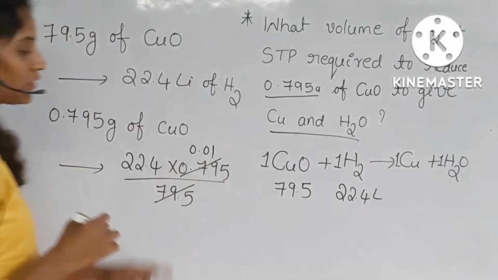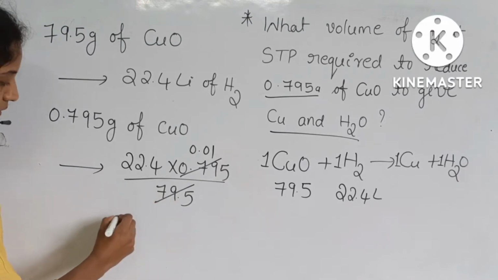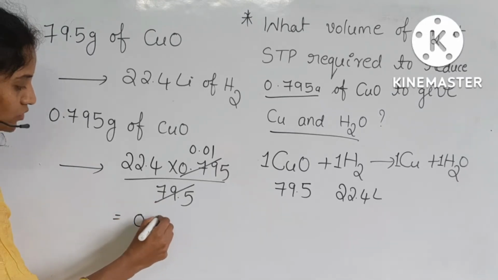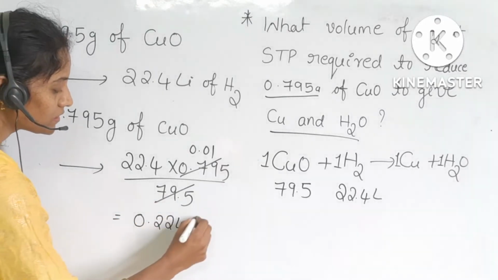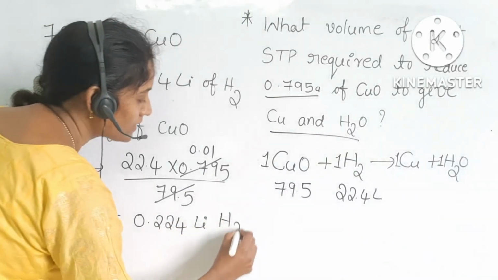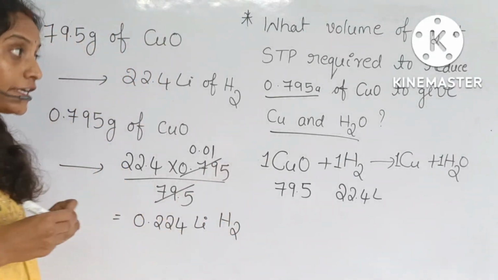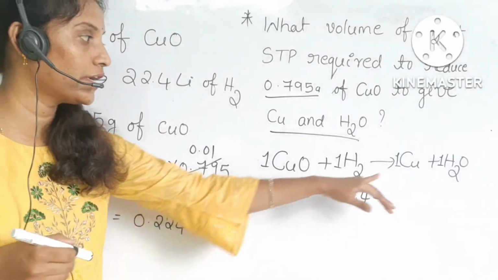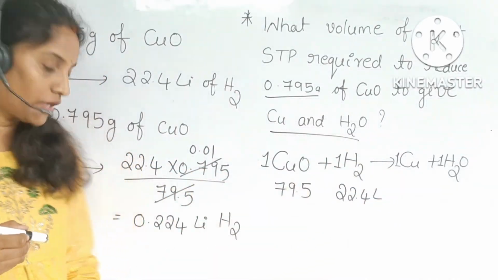Okay, so then you can multiply. You will get 0.224 liters of H2 gas needed to convert CuO into Cu and water molecule.